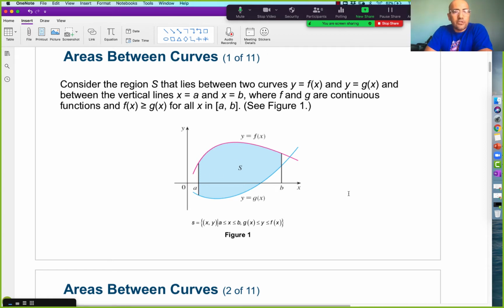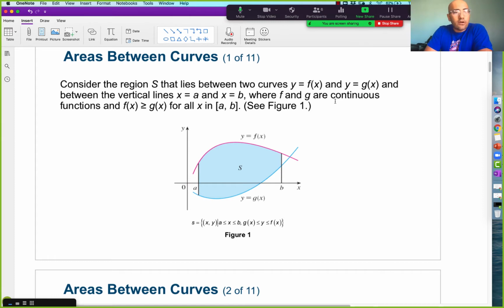Okay, consider the region S that lies between the two curves y equals f of x and y equals g of x, and between the vertical lines x equals a, right? Remember, vertical lines have the notation of x equals the constant. So this is the vertical line x equals a, and this one is the vertical line x equals b. So we want this region shaded in blue, right? That's what's being defined here by all those conditions.